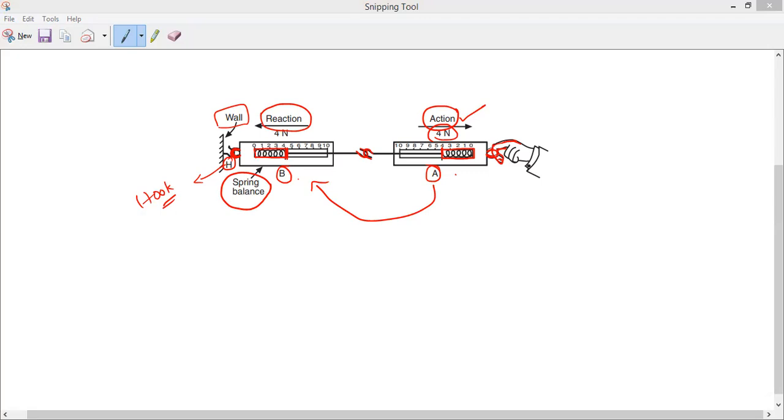Understand? So when we pull spring balance A, it exerts 4 newtons of force on balance B. Then balance B pulls spring balance A with an equal force of 4 newtons. But in which direction? Same direction or opposite direction? Opposite direction. That is why we can say when spring balance A exerts a force of action on balance B, then spring balance B also exerts an equal and opposite force of reaction on balance A. Since both spring balances show the same reading, how much is the reading? Check it, everybody. Both are showing the same 4 newtons of force. That is why we can say action is equal to what, guys? Minus reaction, or we can say opposite reaction.